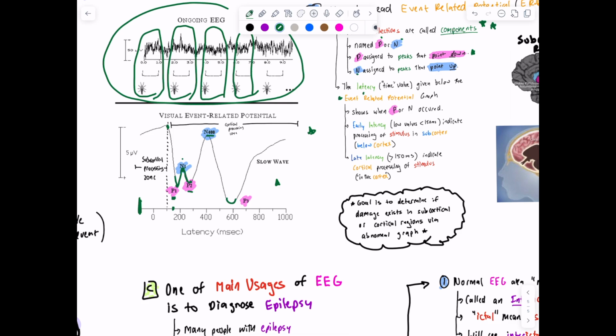And so if you are in early latency, right, this is when I poked you, if you are in less than 150 milliseconds, so if you're in this region right here, we would say this is the subcortical processing zone, right? What is subcortical?